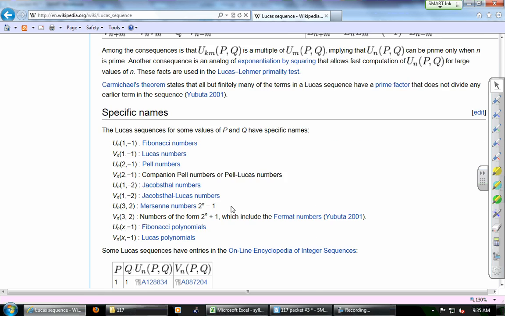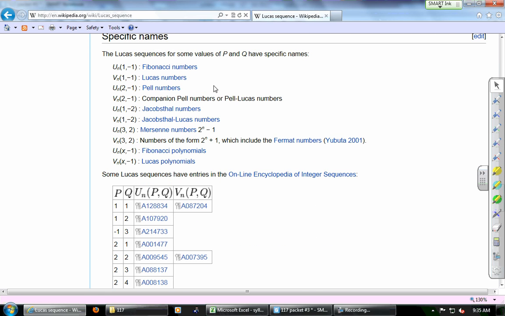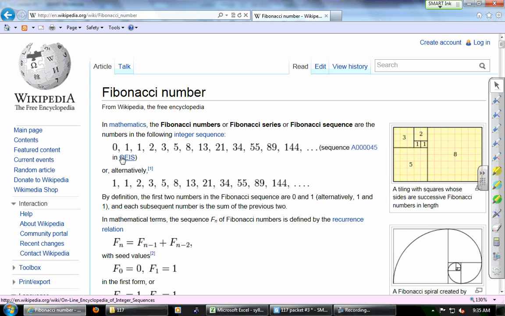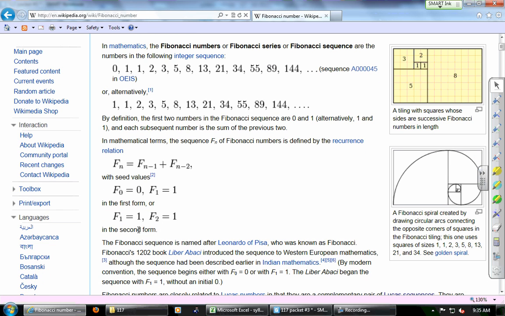Okay, lots of stuff on the Lucas sequence. Lucas numbers. Let's try those. Here we go. So Fibonacci numbers are these guys. So we've seen those.